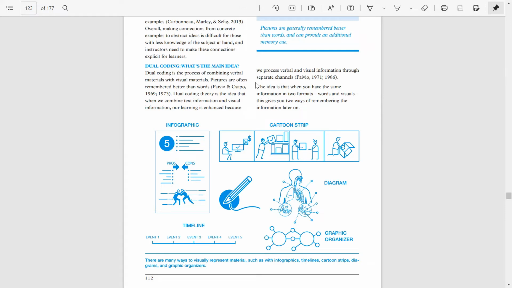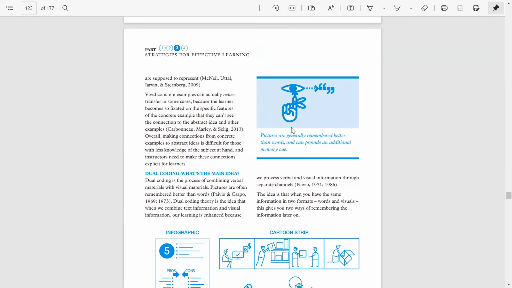So we're going to look at dual coding theory. Dual coding theory is a simple theory that explains why pictures are useful in learning. Pictures are generally remembered better than words and can provide an additional memory cue. So that's helpful for us to remember. So let's highlight that. So this is something to look out for. It's a very easy to understand chapter.